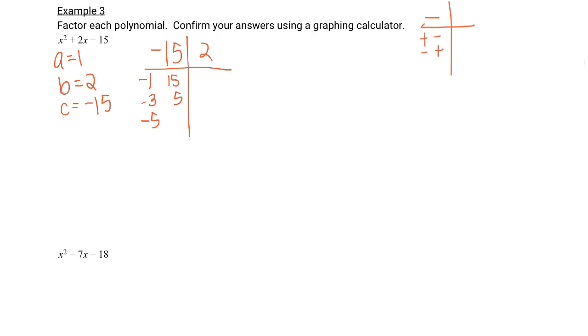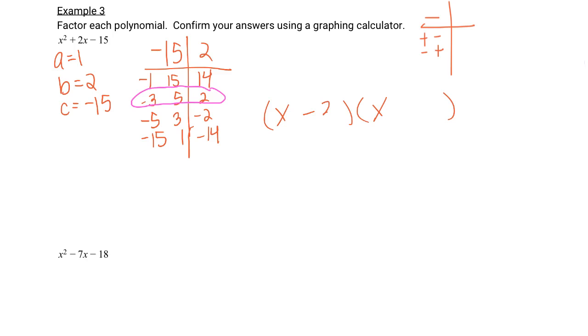So we have to keep going. Negative 5 and 3, negative 15 and 1. Add them up: 14, 2, negative 2, negative 14. Looks like we've found the lucky factors, negative 3 and 5. Whoopsie. Make two parentheses. Variables go in the front. Factors go on the back.